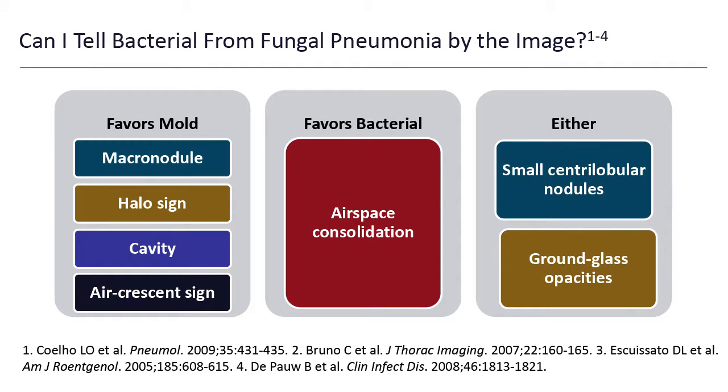And there are certain features in the infiltrate that would favor mold as the etiology. The presence of a macronodule, the presence of a halo, as in this patient, or the presence of a cavity or air crescent sign, all would favor this to be more likely to be a mold etiology. If it's an airspace consolidation, that would favor bacterial etiology. And if you have small centrilobular nodules or ground glass opacities, they can occur in both types of etiologies.